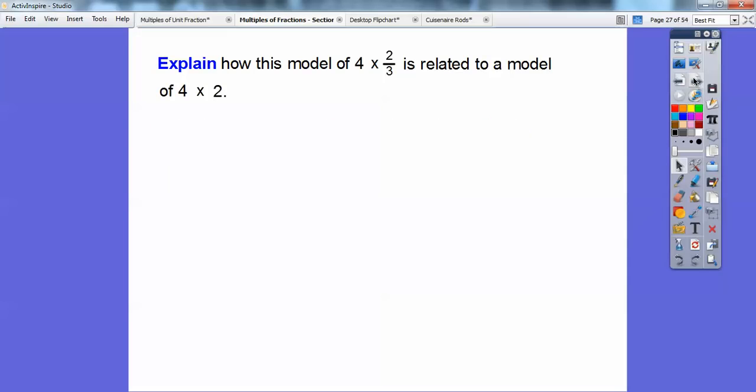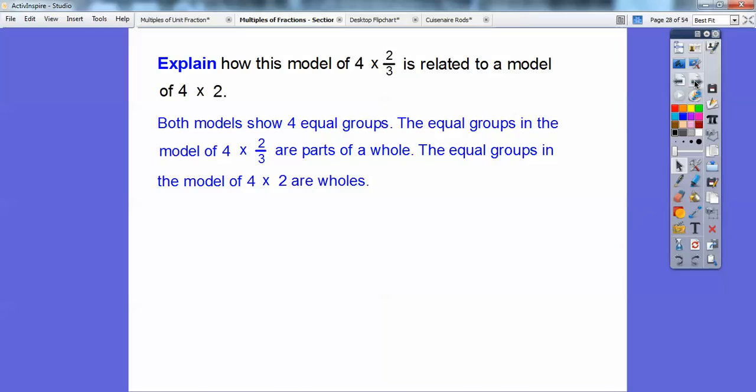All right, so explain how this model of 4 times 2/3 is related to a model of 4 times 2. Well, both models show 4 equal groups. The equal groups in the model of 4 times 2/3 are parts of a whole.